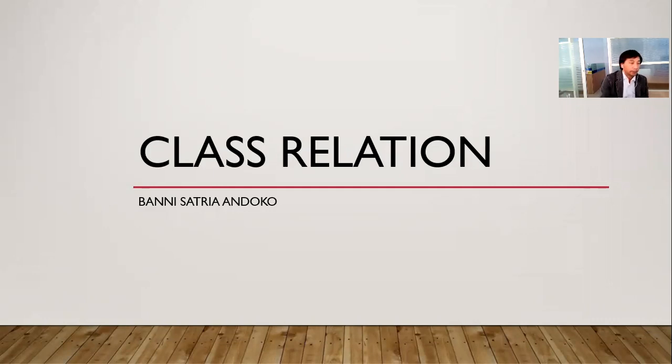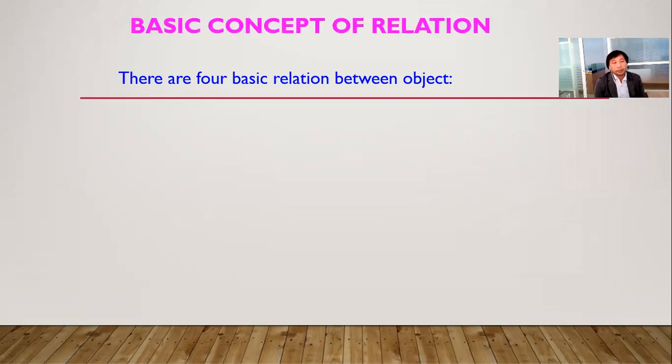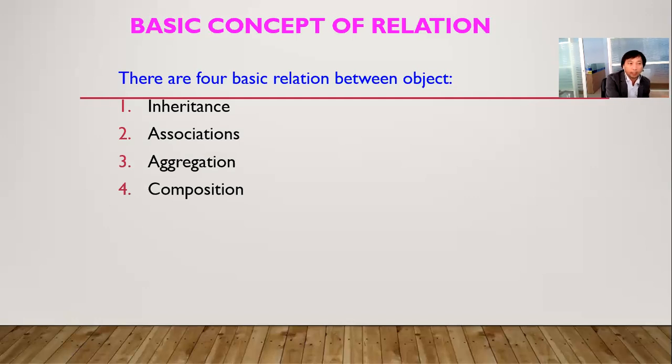What is class relation? Basically, there are four basic relations between objects in class relation. One of the relations that you already know is the inheritance relationship. Okay? And the other three would be association, aggregation, and composition.